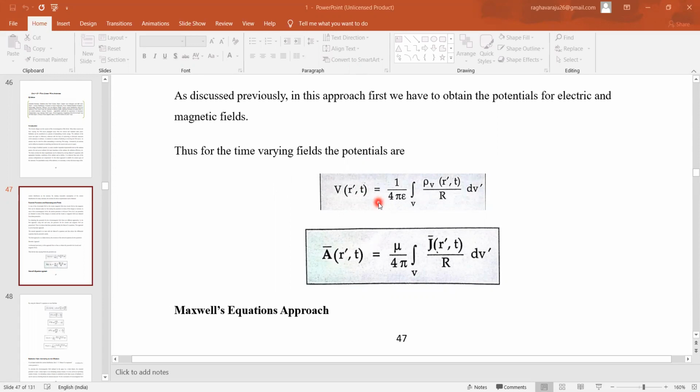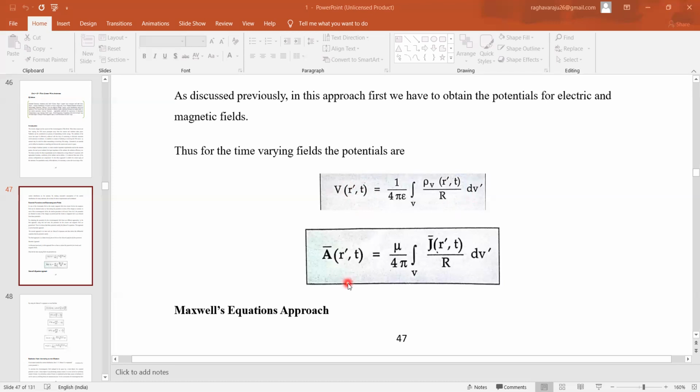V of r comma t equals 1 by 4 pi epsilon, integral of rho v of r comma t by R dv. What is this? This is a volume integral. Our volume integral covers the overall charge density function rho v across coordinates r comma t. This charge density can be accumulated through a specimen of the radiating body. That is why in the denominator we have the term R, which is synchronized with the volume integration dv. So this is the time varying field potential form for the variable V of r comma t.